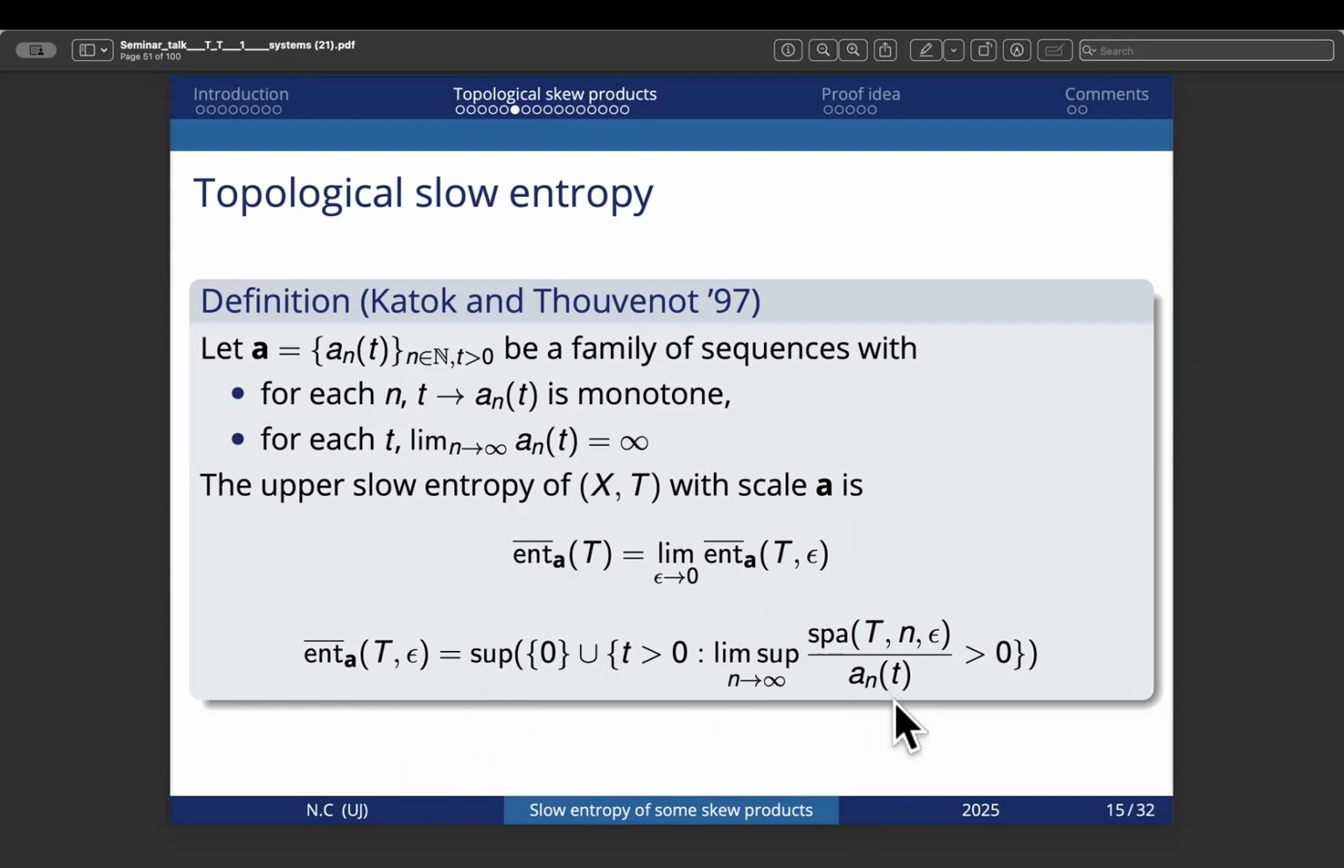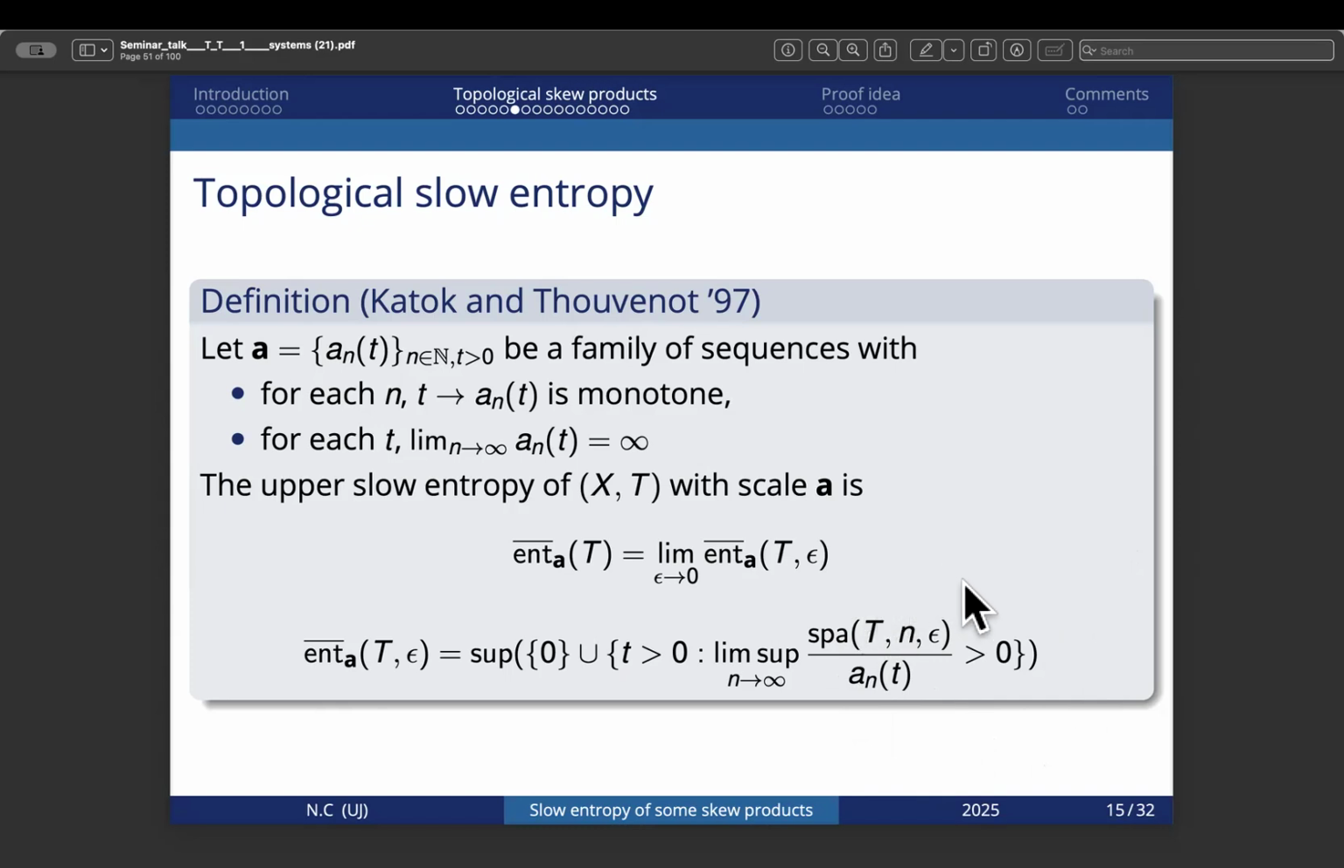If t is small, it may happen that this one, the spanning sequence, grows faster, and then this lim sup is positive or infinite. If t is large, ideally what should happen is that for some large t, this sequence here, a_n of t, will grow faster than this one.